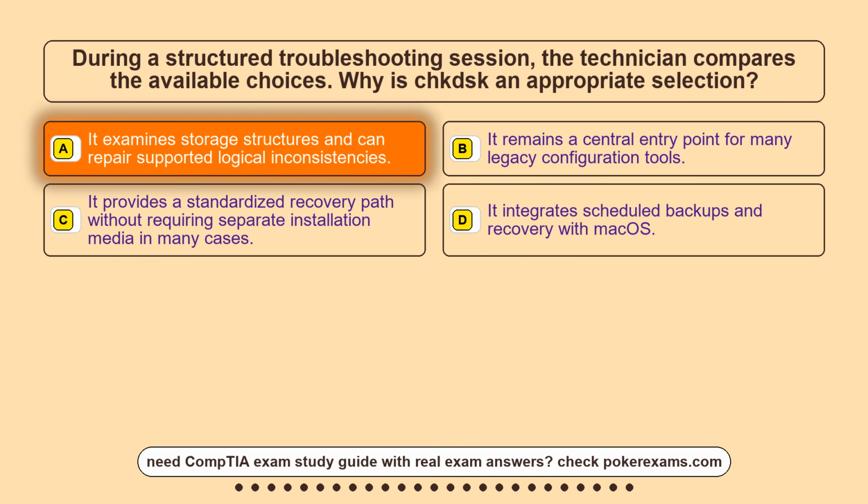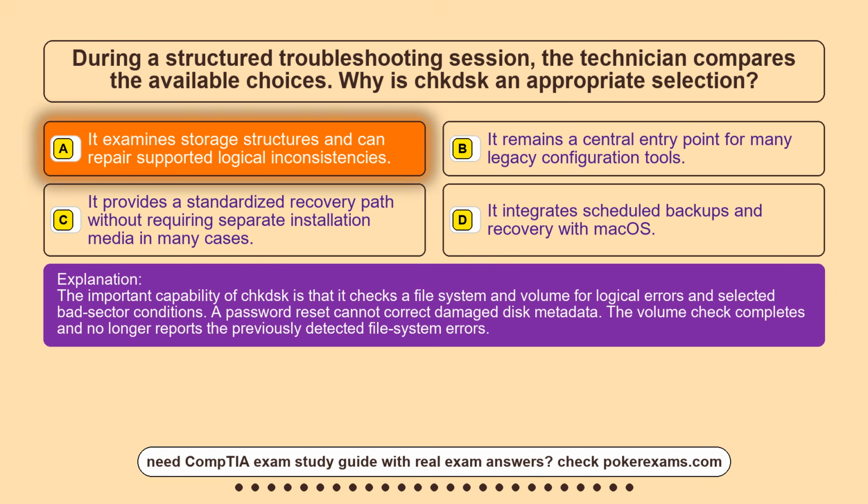The correct answer is option A. It examines storage structures and can repair supported logical inconsistencies. The important capability of CHKDSK is that it checks a file system and volume for logical errors and selected bad-sector conditions. A password reset cannot correct damaged disk metadata. The volume check completes and no longer reports the previously detected file-system errors.